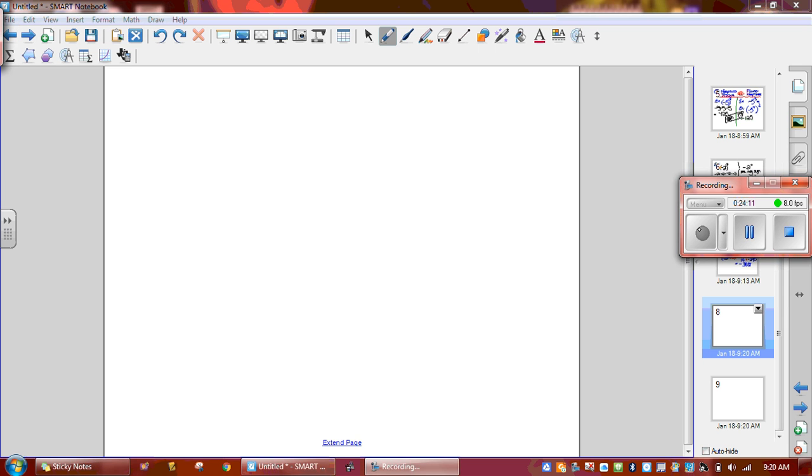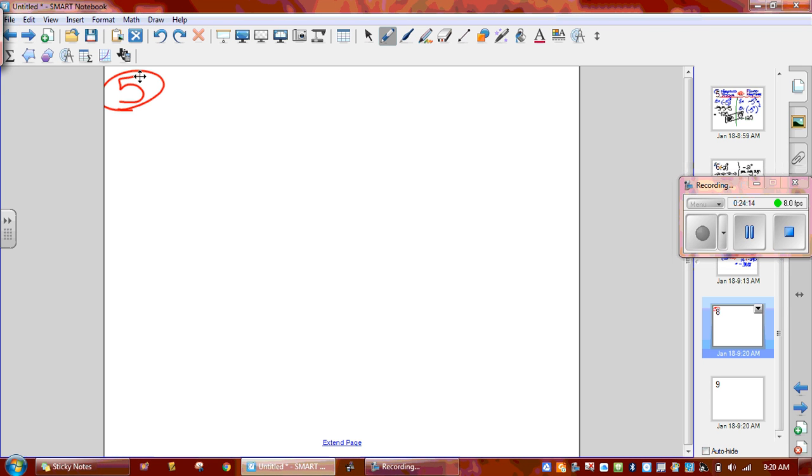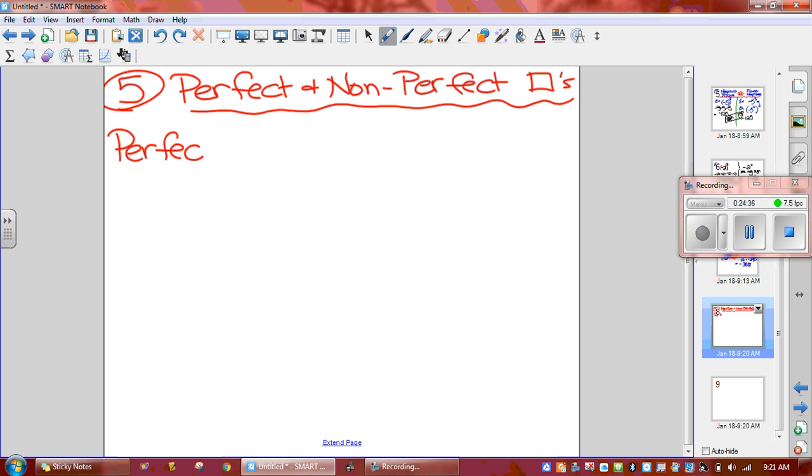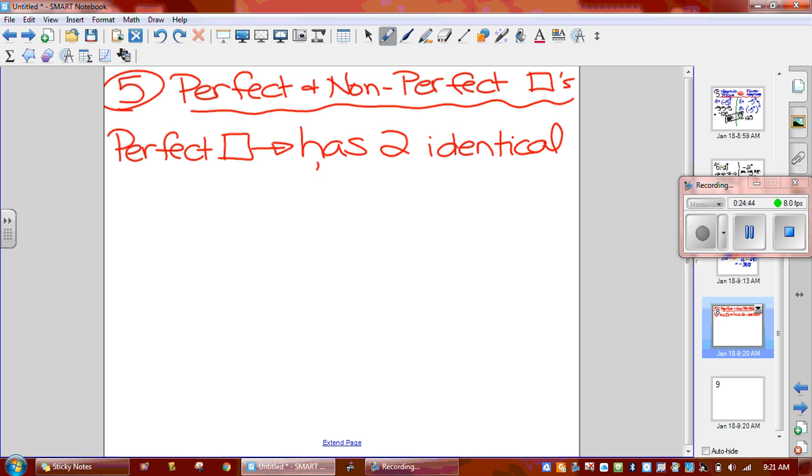Okay, number 5 is perfect squares and non-perfect squares. So a perfect square has 2 identical factors. Okay? Perfect square has 2 identical factors.